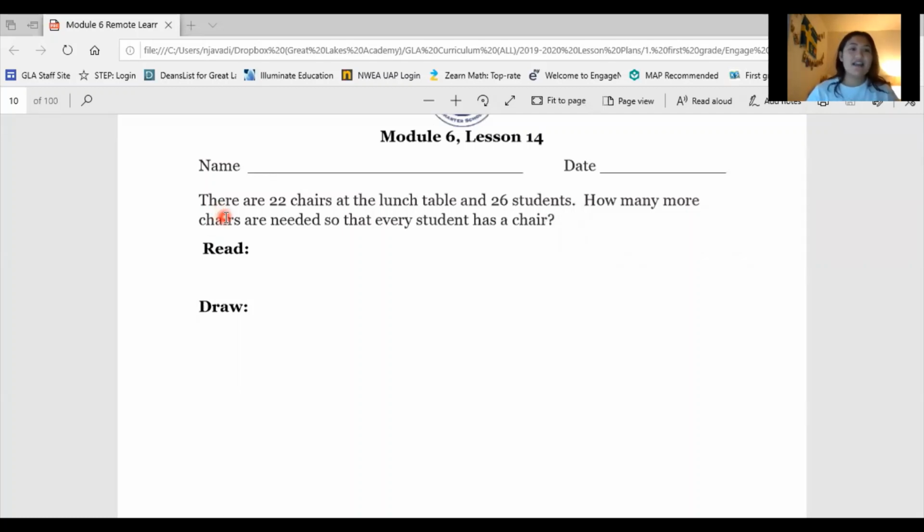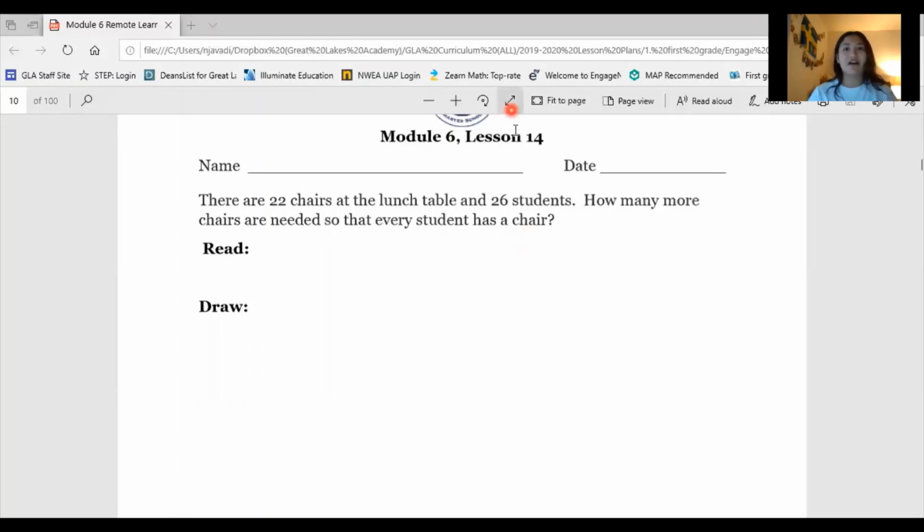Let's get started. We're reading on 2, 1, 2. There are 22 chairs at the lunch table and 26 students. How many more chairs are needed so that every student has a chair? Pause and solve this problem on your own.